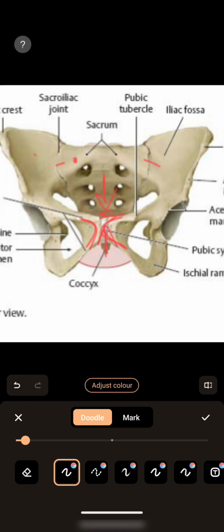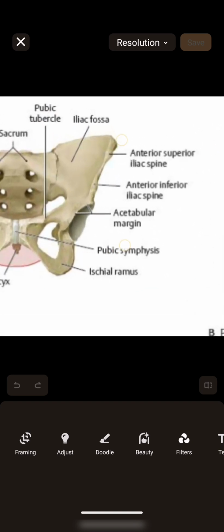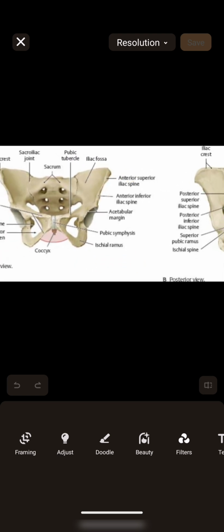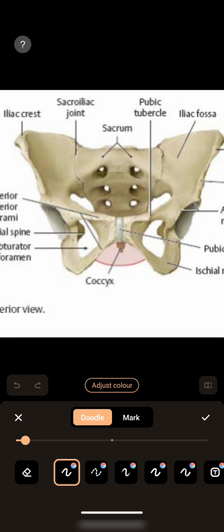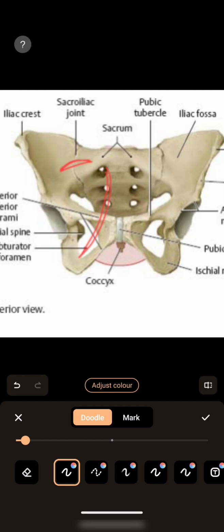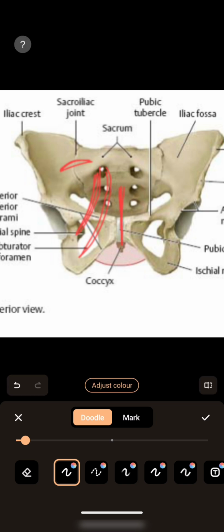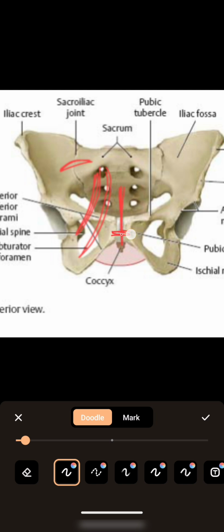So these are the 3 joints in the pelvis, and the last topic we are going to look at today is the pelvic ligaments. There are 5 types of pelvic ligaments. The first is the sacroiliac ligament, which extends from the sacrum to the ilium. Next is the sacrotuberous ligament, which extends from the sacrum to the ischial tuberosity. Another is the sacrospinous ligament, which extends from the sacrum to the ischial spine. Another is the sacrococcygeal ligament, which extends from the sacrum to the coccyx. And the last one is the interpubic ligament, which is seen between the pubic bones.